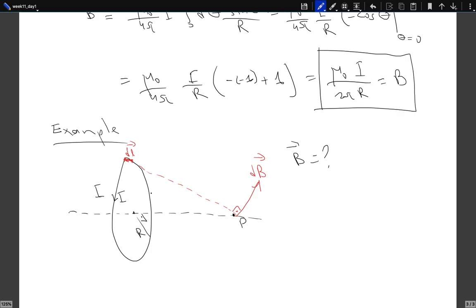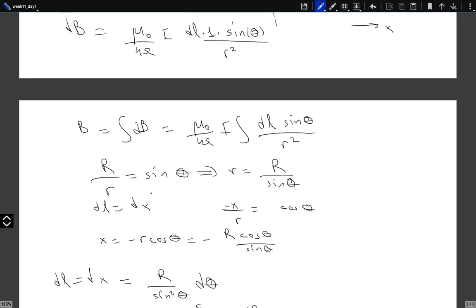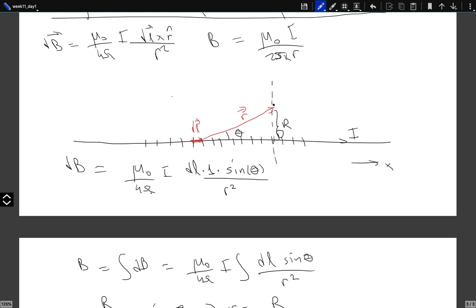Well, you see, in the top one, in this one, DL is on the screen. So that was the direction of DL. This was the direction of R. So B was pointing in that direction.